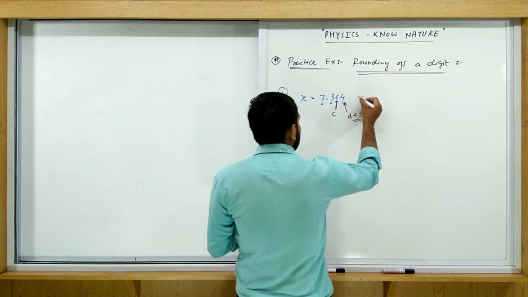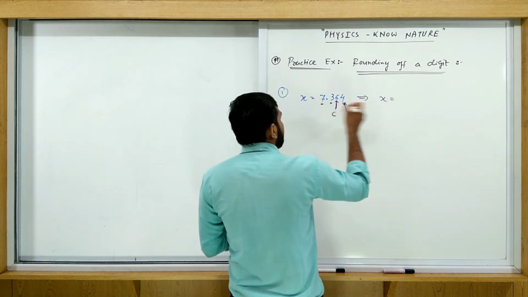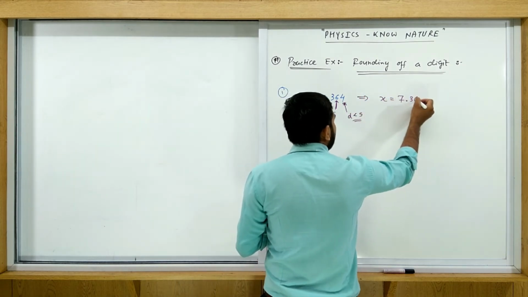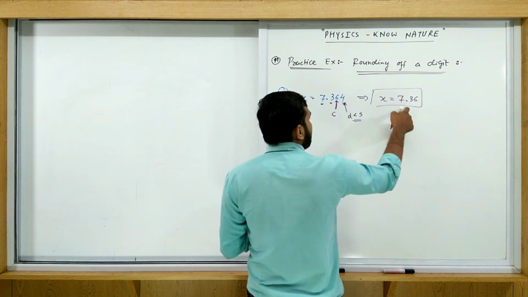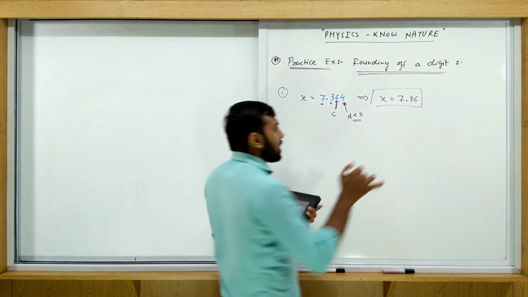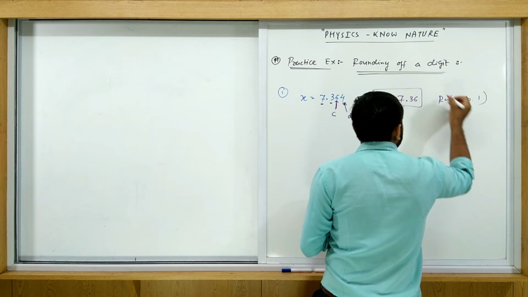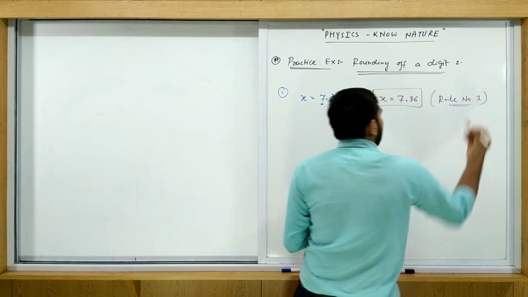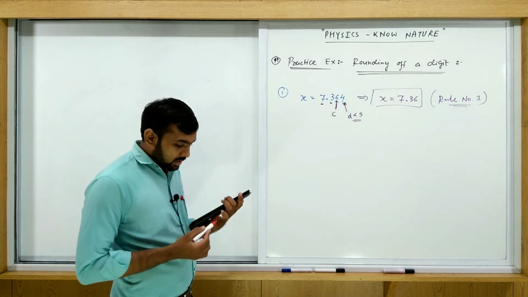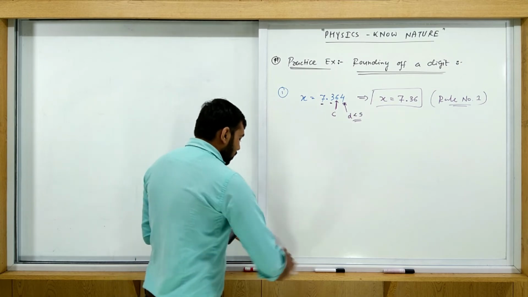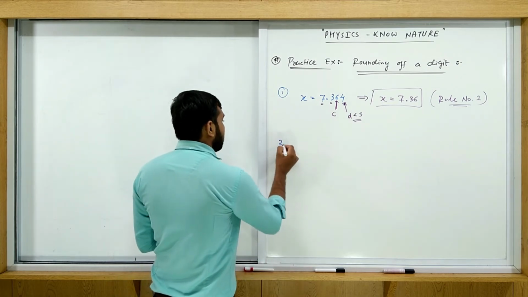It means the answer of this x is what? X is equal to 7.36. See, 1 2 3, 3 significant digits. Rule number 1. Write the second problem statement, all of you, and first compare your answer.